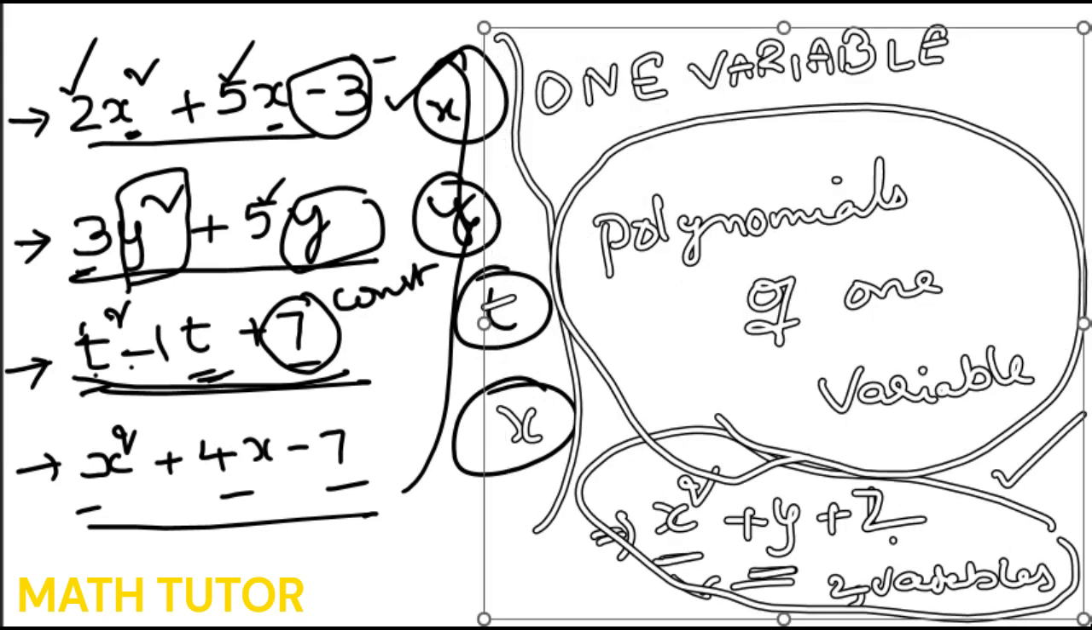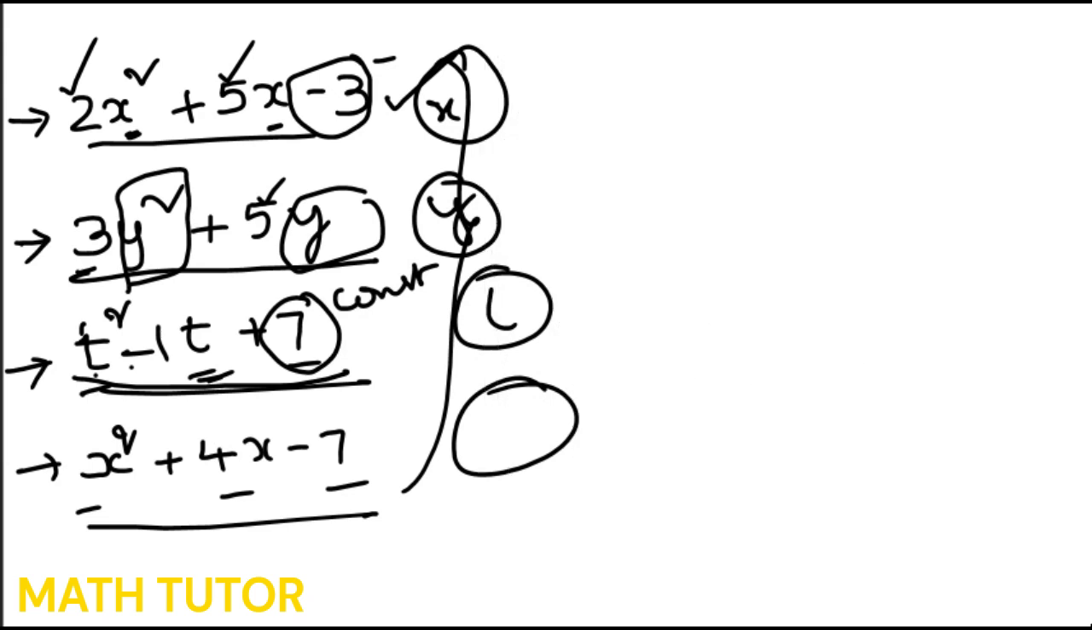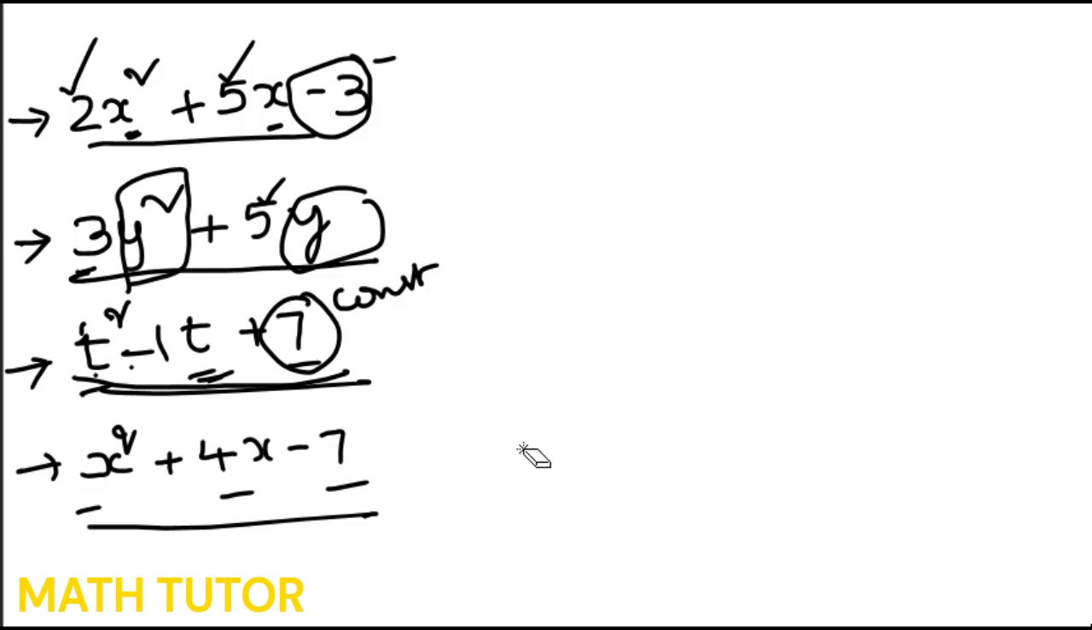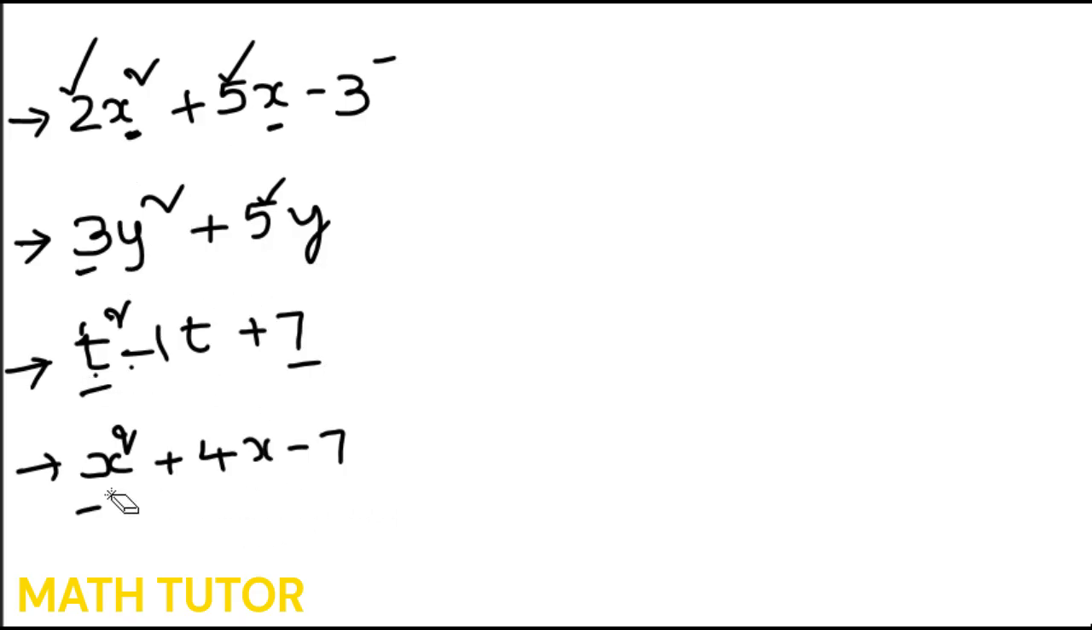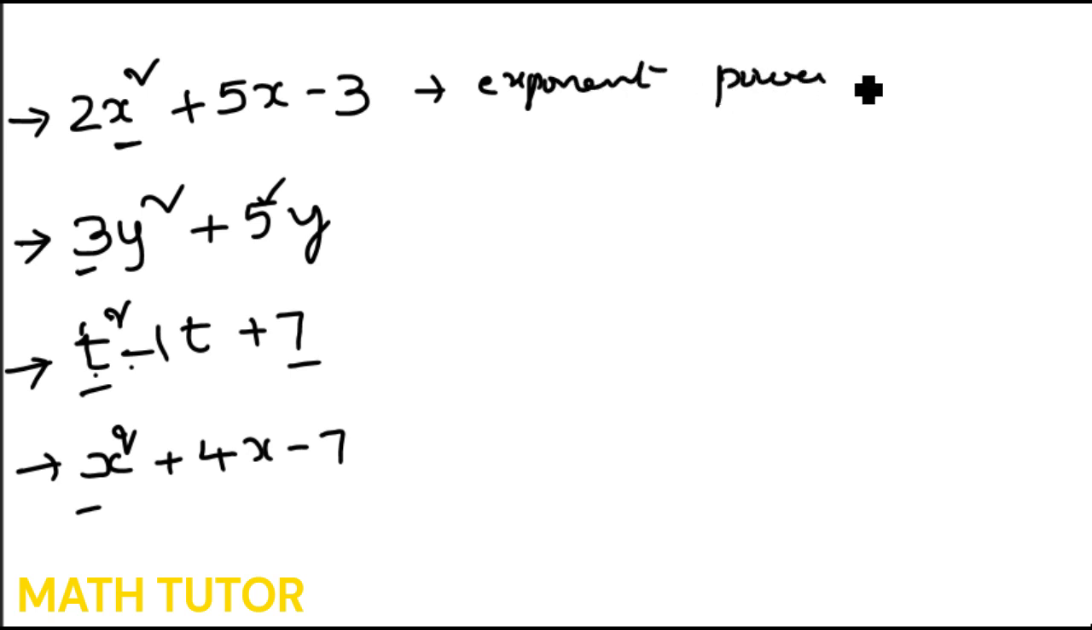Okay. Now if you observe here, in the first expression, 2x square plus 5x minus 3, we have something like a power, or exponent, as we can call it. What is the power of x square? That is 2. Power of x is 1.